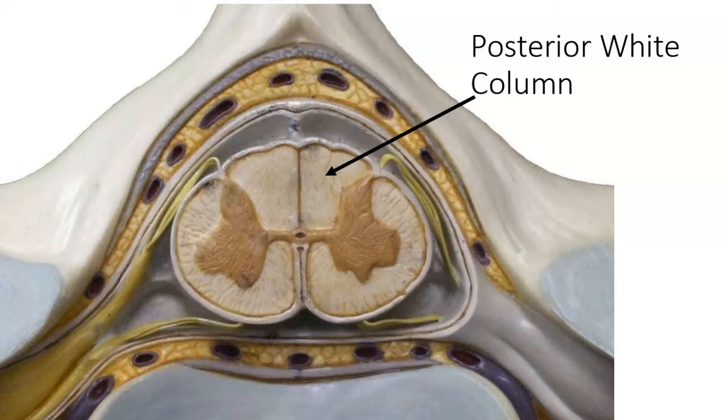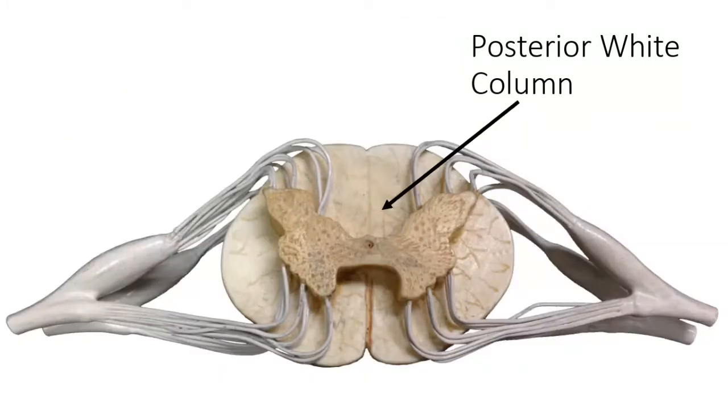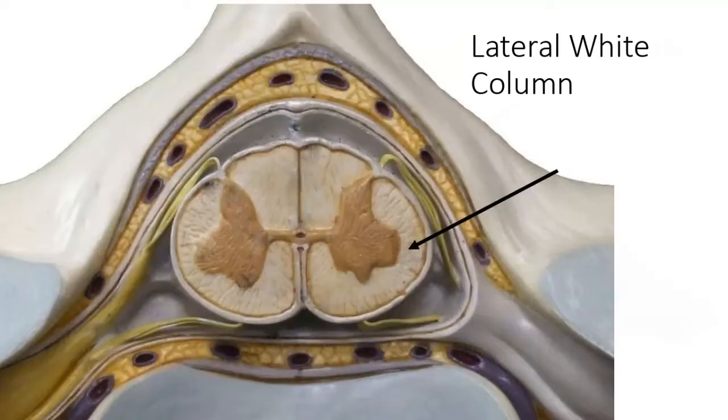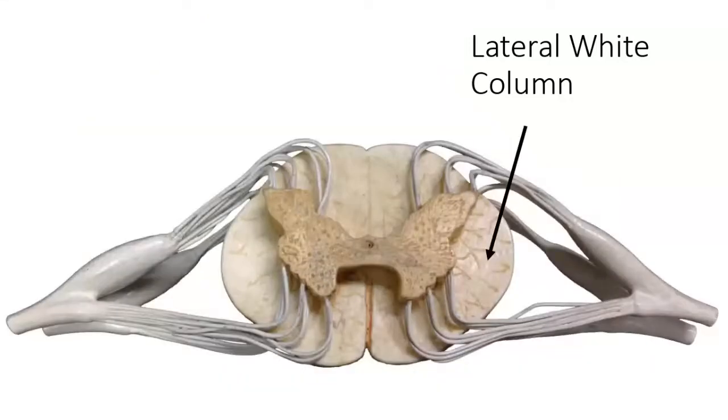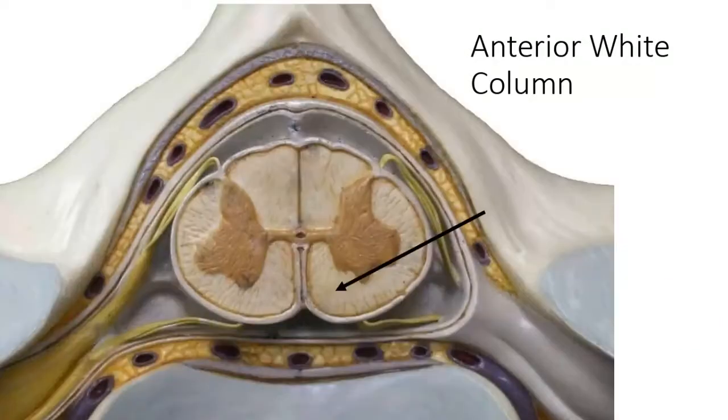Let's look at the other model. There it is on the other model, posterior white column. Then we have the lateral white column right there. Keep in mind, the posterior white column is made up of only sensory axons, but the lateral white column is mixed. We'll have sensory and motor, which means we'll have ascending pathways and descending pathways. And then finally, on the front portion, we'll have the anterior white column.